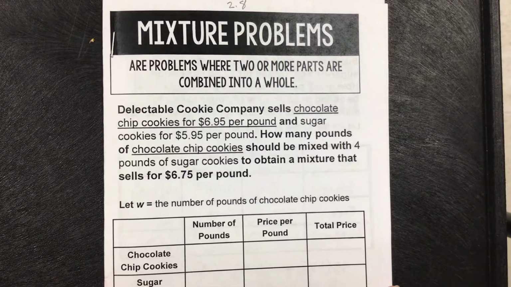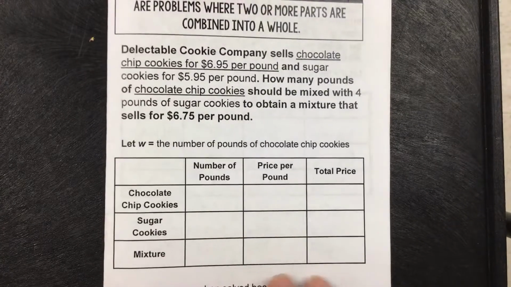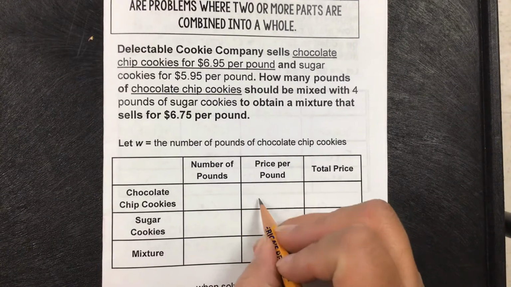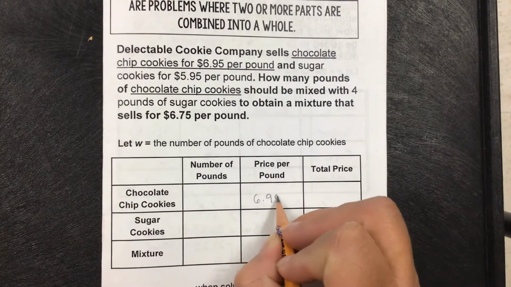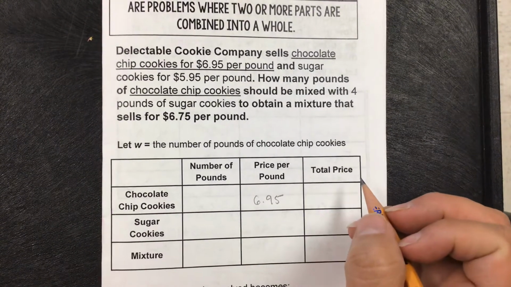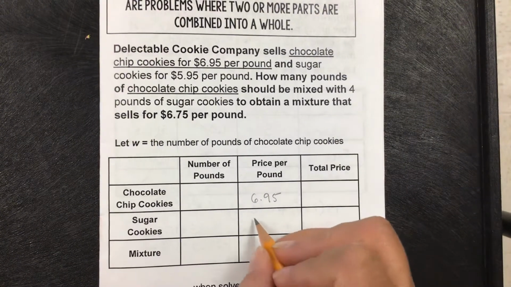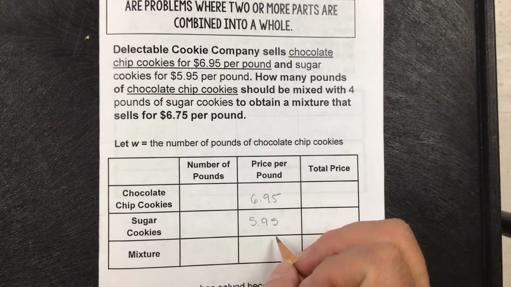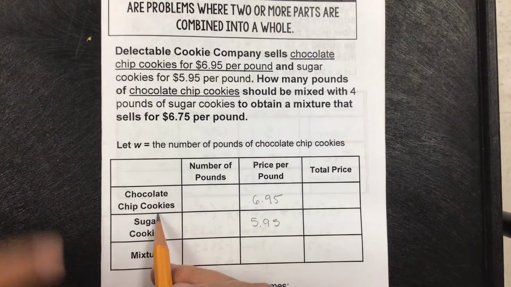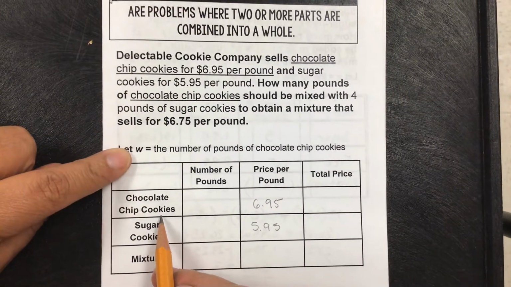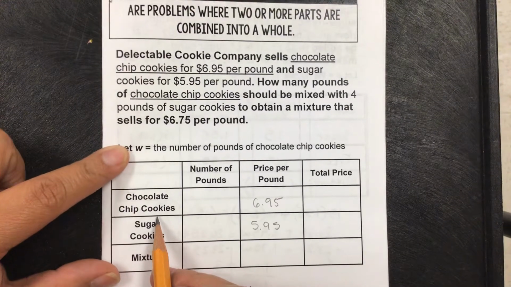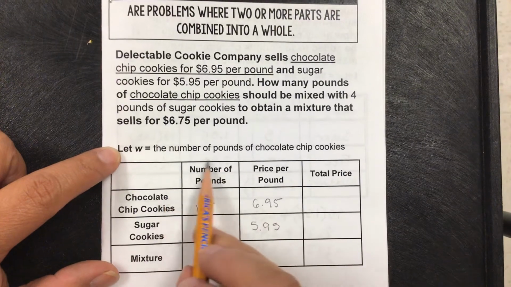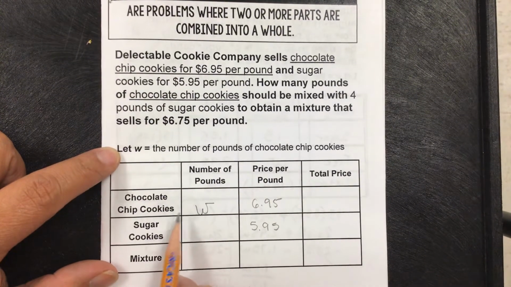Delectable Cookie Company sells chocolate chip cookies for $6.95. So here on your matrix, what you're going to do is put the price per pound at $6.95, and sugar cookies for $5.95. How many pounds of chocolate chip? We need to know that this is the variable, since that's your question. That means the W goes right here. The number of pounds of chocolate chip will represent the W.